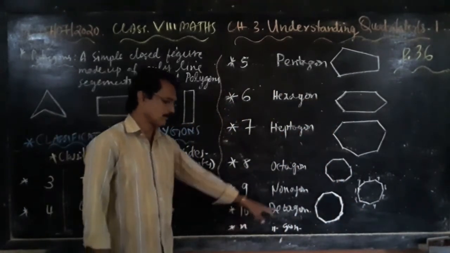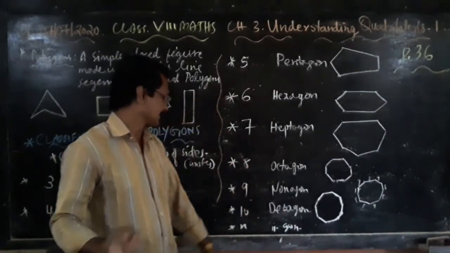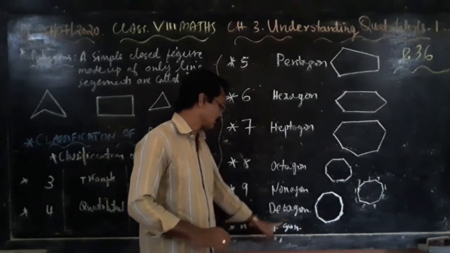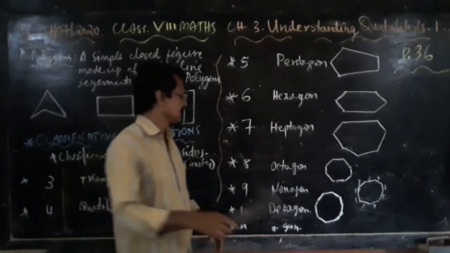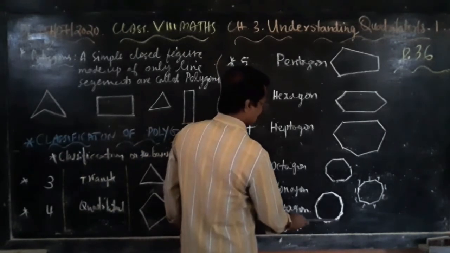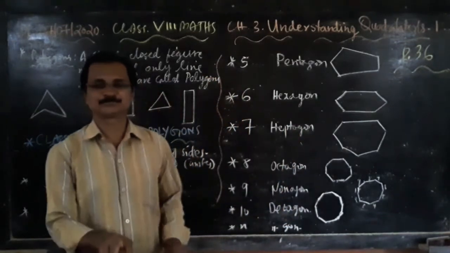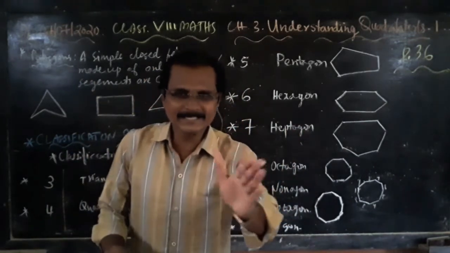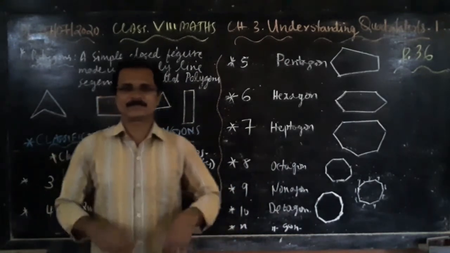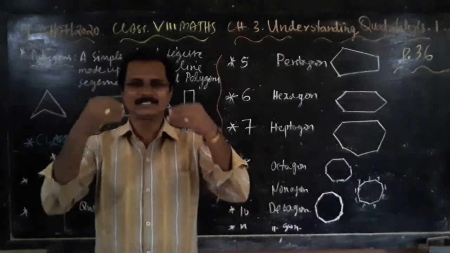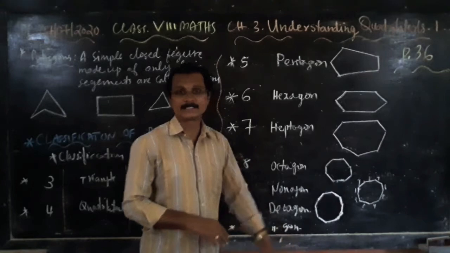And the last one, a polygon of 10 sides is called decagon. If a polygon has 10 sides, it is called decagon. 1, 2, 3, 4, 5, 6, 7, 8, 9, and 10 sides are there. And generally, a polygon has n sides, 11, 12, 13, 14, 15, whatever it may be. An n-sided polygon is called n-gon.